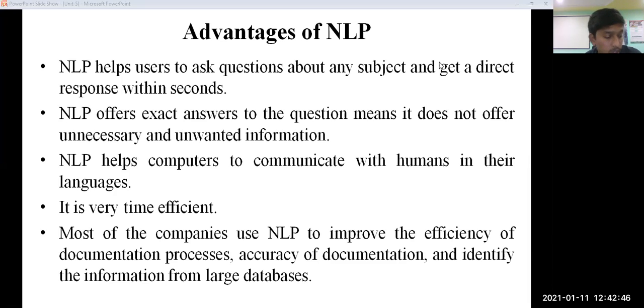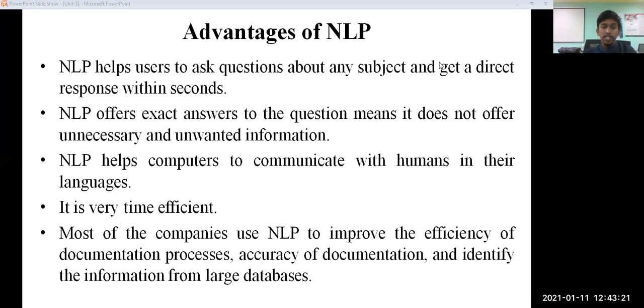So NLP helps computers to communicate with humans in their languages. The theme of NLP is to remove the communication barriers between human beings and computers. So NLP helps computers to communicate with human beings in their own language. It is very time efficient. We can save a lot of time instead of searching through a number of documents. It also removes the burden of typing and unnecessary things with respect to real world entities.